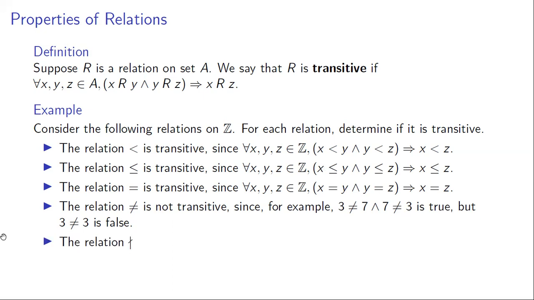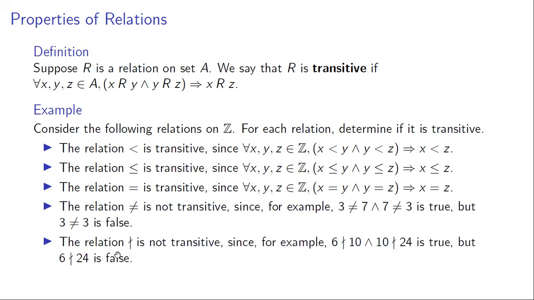How about the relation does not divide? It is not transitive also, since, for example, if I tell you 6 does not divide 10 and 10 does not divide 24, that is true. So the if part is true, but the then part is false. 6 does not divide 24 is actually false because 6 does divide 24. So therefore this relation is not transitive.